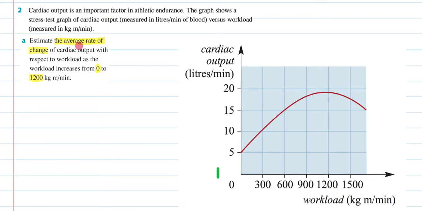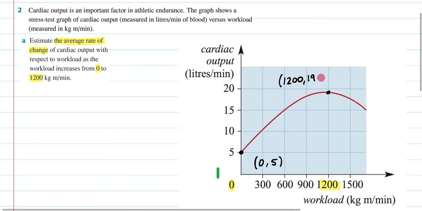Alright, so we need to find the average rate of change from 0 to 1200. So what we're going to do is draw a secant, a line through these points that we've been given. Those points being 0, which is this point right here, and 1200, which is this point right here. At 0, my y value is 5, so it's (0, 5). Up here, it's not going to be quite as easy. It's quite obvious that this is going to be 1200, as we've been told, but my y value is a little bit below 20, so let's just say it's 19.